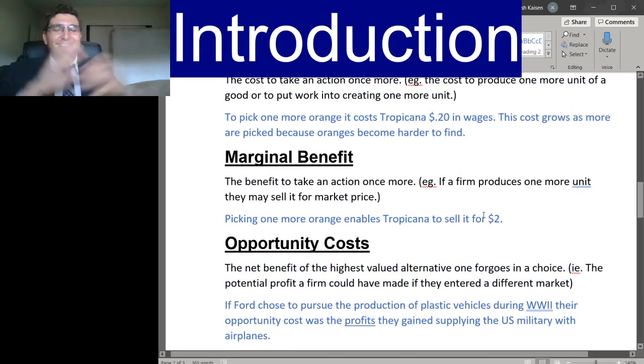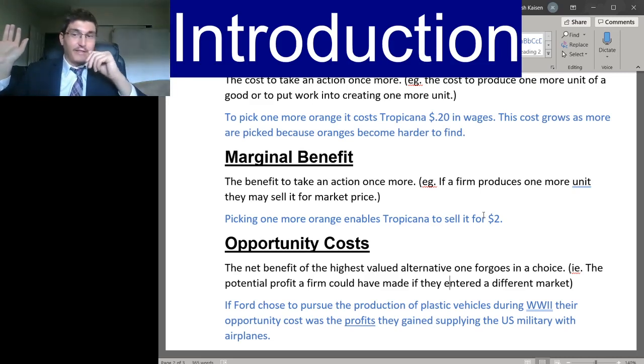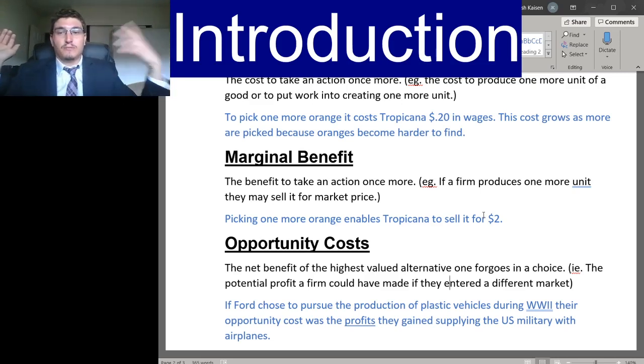We'll get to economic costs right now, just a bit. So, opportunity costs. Ford: I just watched a History 101 on Netflix about the history of plastics. Ford, at the time of World War II, was working on developing a plastic vehicle. And they gave this up. They forwent it, or they could have forgone it. They could have continued to pursue it instead of choosing to produce planes for the U.S. military during World War II.